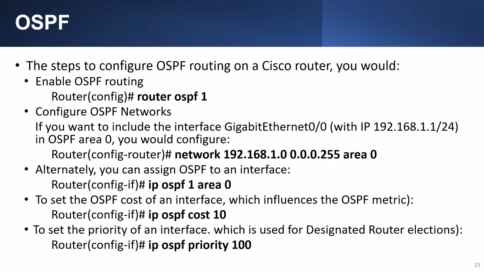To set the OSPF cost of the interface, which influences the OSPF metrics, you would use IP OSPF cost 10. To set the priority of the interface, which is used for designated router elections, you would use IP OSPF priority 100.